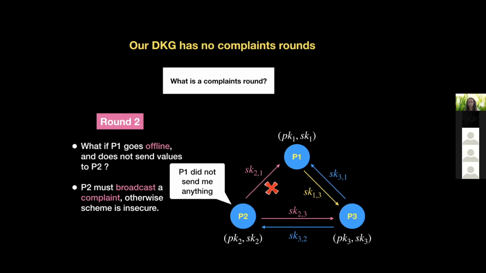And if they don't do this, then it could be the case that the first party actually cheated and is able to do the operation that they're not supposed to be able to do by themselves, all by themselves in the final scheme. So it is actually pretty important that you do complain.